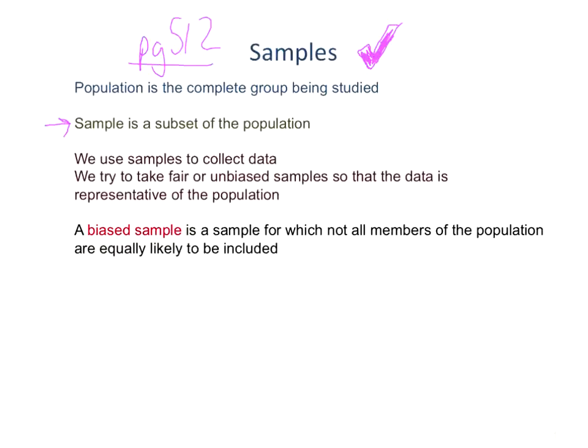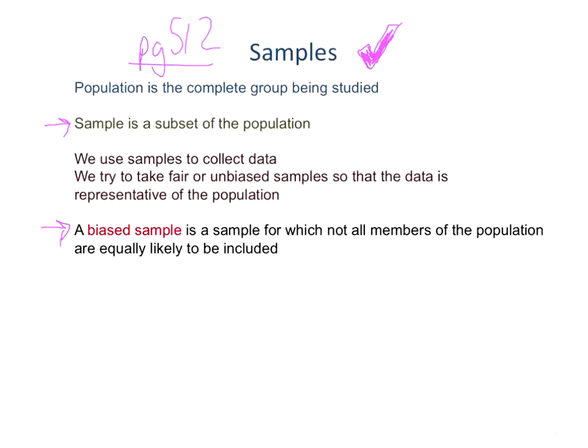A biased sample is when not all members of the population are likely to be included. So if I'm not getting responses from everybody, then my sample is really skewed and the results that I'm getting are not totally accurate.